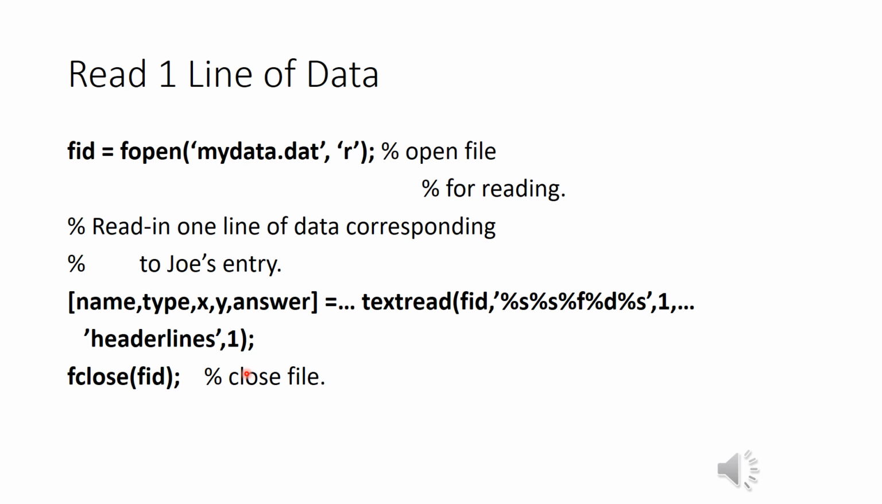If you use this code, you will read the first line of the data. Data may be very huge, but you are reading only the first line. And fclose will close that file which has the specific file ID.